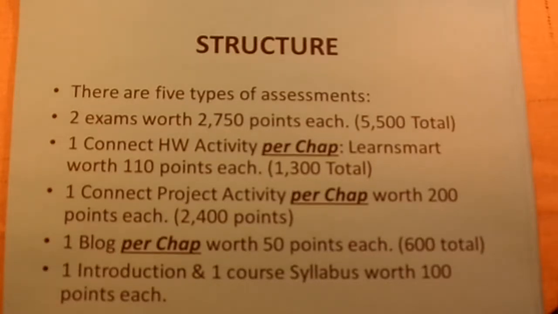There's one Connect homework activity per chapter. And in your class, this homework activity is a tutorial called LearnSmart. These are each worth 110 points. So individually, they're not worth a lot, but they add up to 1,300 or 13% of your grade. Then I have something called the Connect project activity. These are worth 200 points apiece. Since there are 12, they total up to be 2,400 or 24% of your grade.